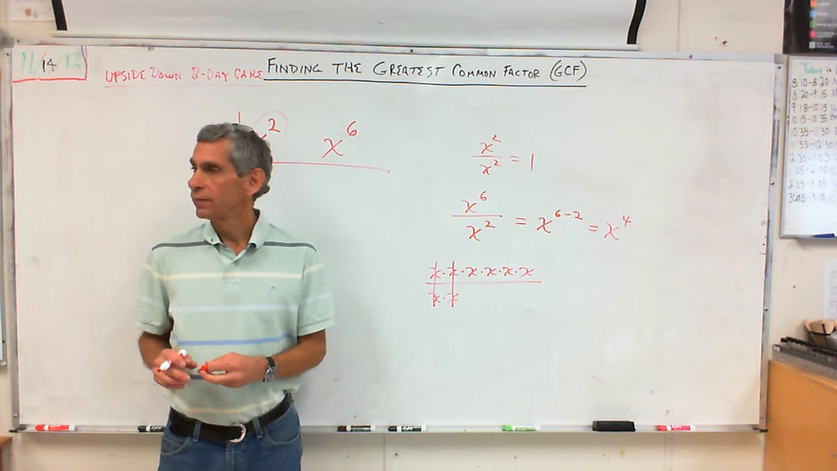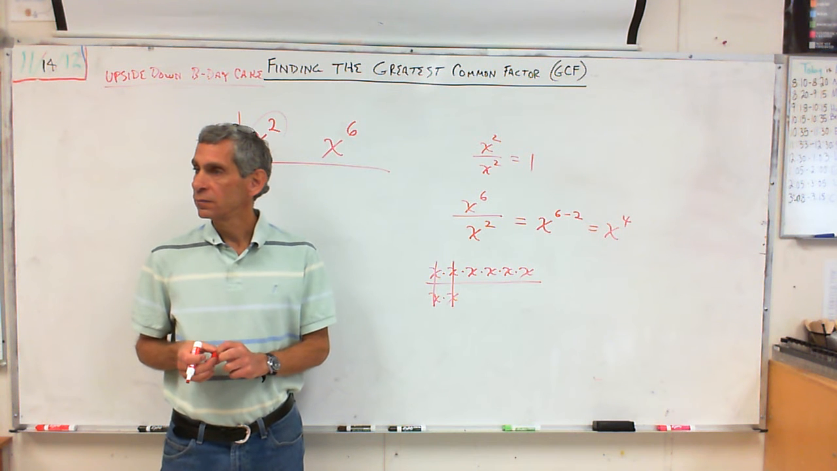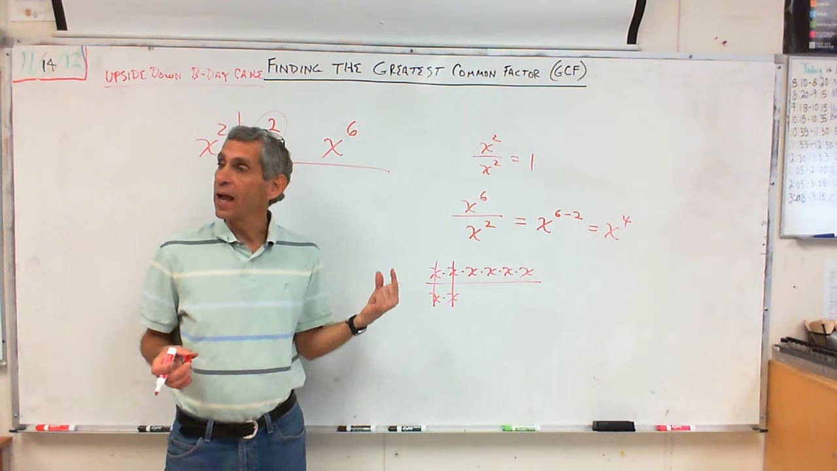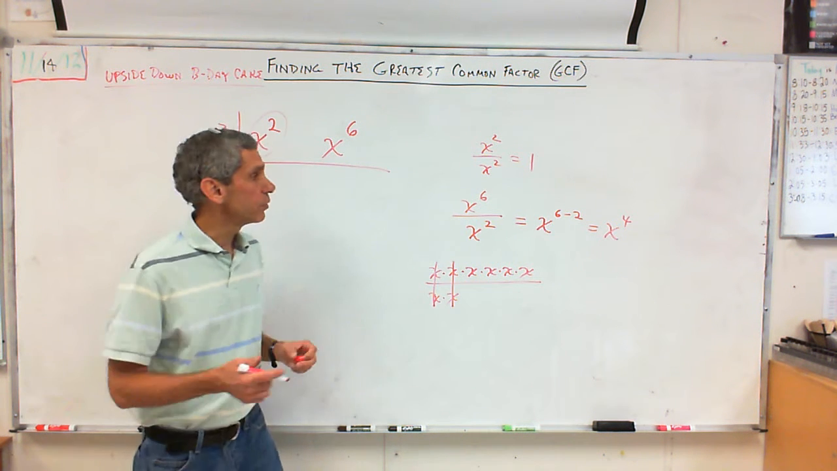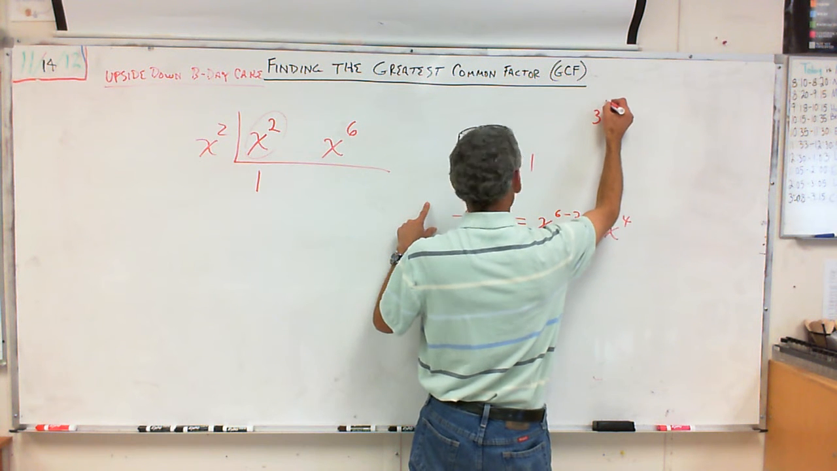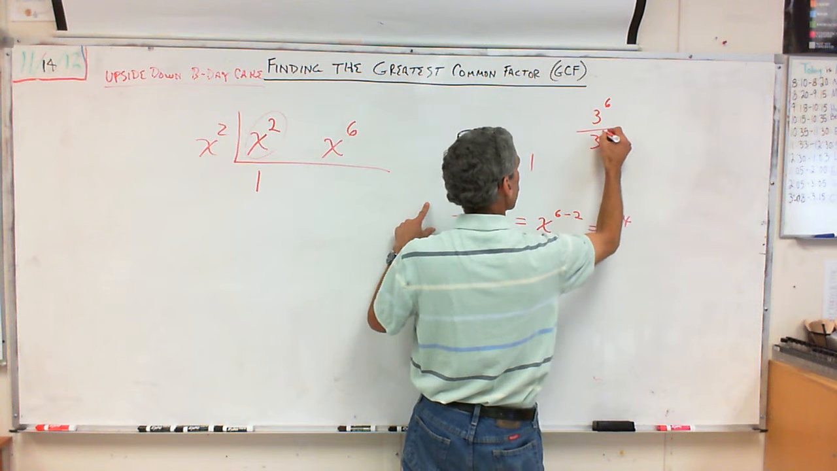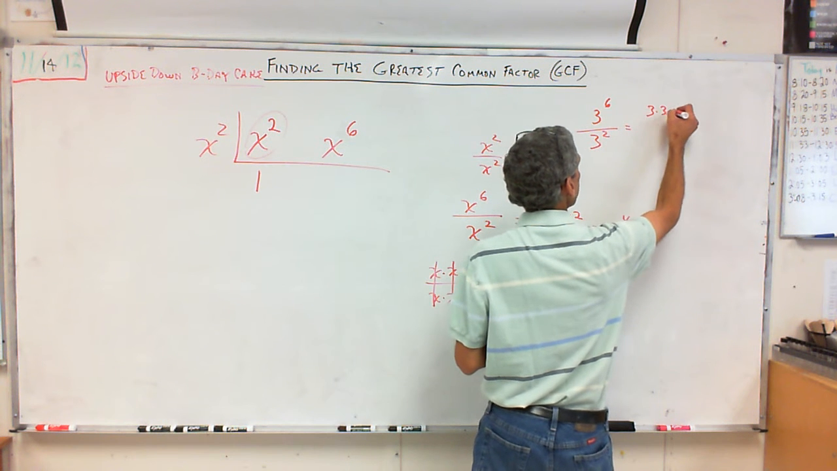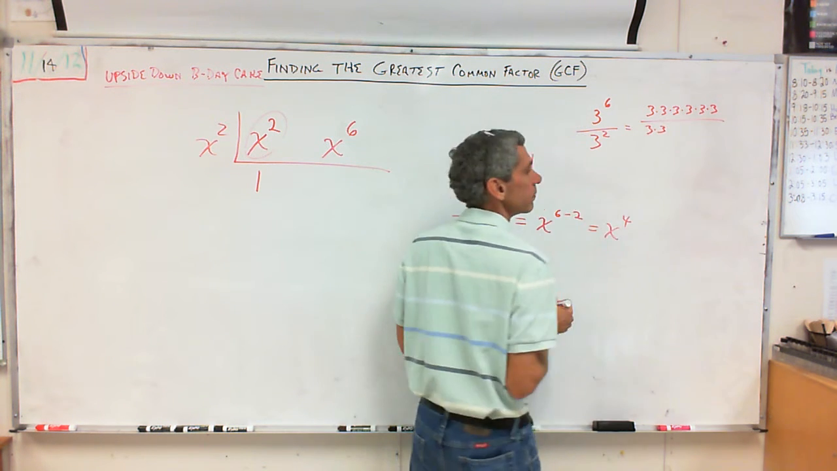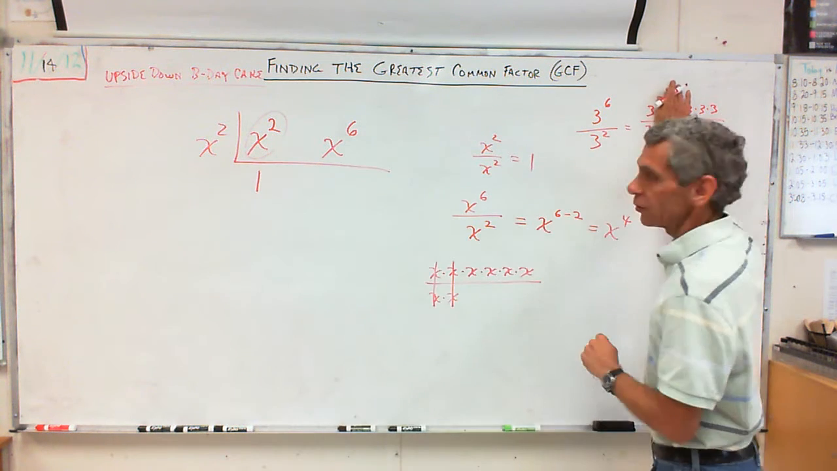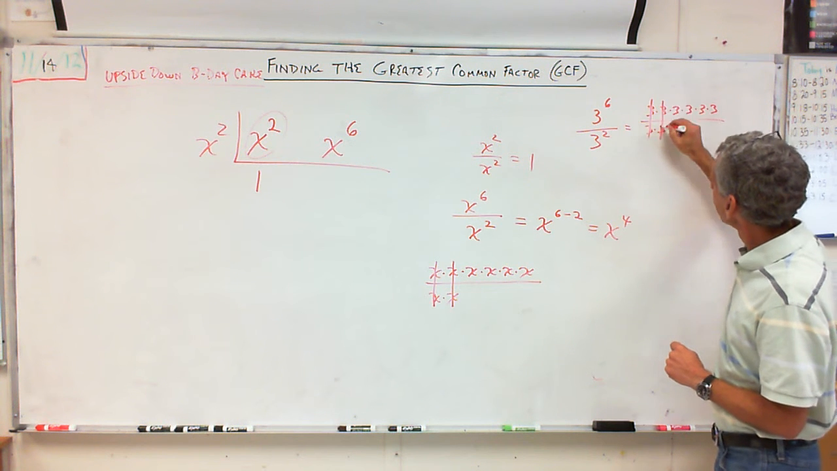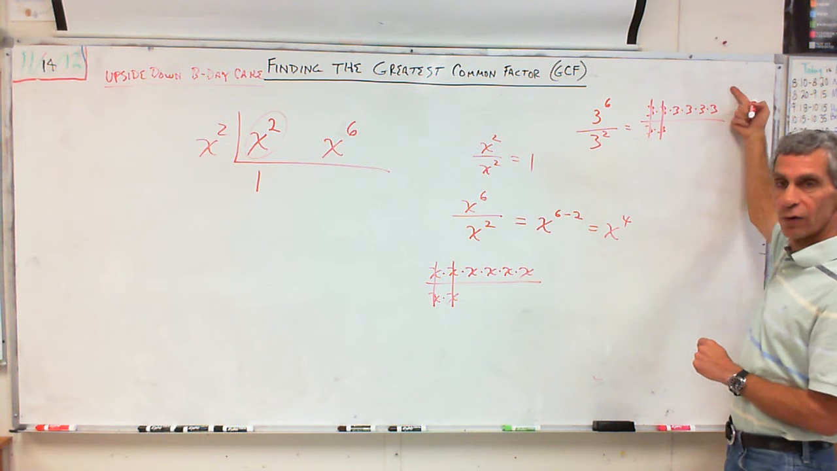So the x's just stay the same, and the numbers only change? The only thing that's changing is the exponent. The x stays the same. It works with numbers too. Let's say I did 3 to the 6th divided by 3 squared. That's the same as 3 times 3 times 3 times 3 times 3 times 3 over 3 times 3, right? What's 3 over 3 equal? 1. So all I have left is 3 to the 4th power.